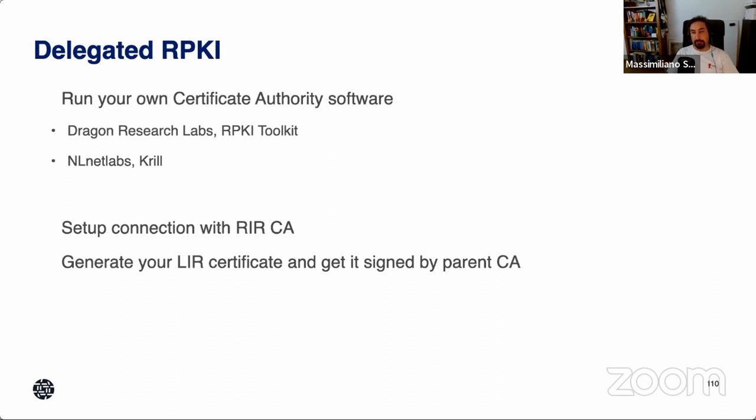Or you can do delegated RPKI, where you run your own CA software. There are two implementations at the moment. The first one listed there, by Dragon Research Labs, called the RPKI Toolkit or rpki.net, is very outdated. It still runs on Python 2, and there is no rewrite foreseen. While Krill from NLnet Labs is written in Rust, and it's the most recent implementation that follows all the recent standards. What you need to do is set up a connection with the CA from the RIR. You generate your certificate, and then you get it signed by the parent CA.